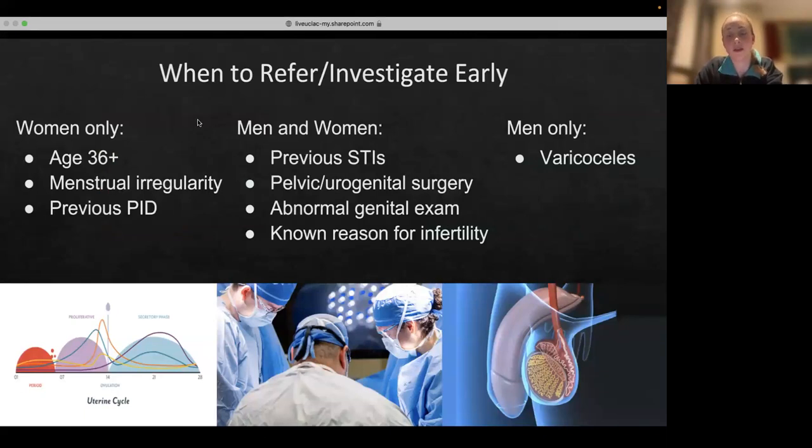But there are some times where you would investigate early, which was what the last question was sort of getting at. So for women, if they're over the age of 36, if they have menstrual irregularity, previous pelvic inflammatory disease, because it can make it more difficult for them to conceive. And for both men and women, if there's a history of STIs or abnormal genital exams, pelvic surgery, or any known reasons that might cause infertility. And for men, if they have a history of varicoceles.